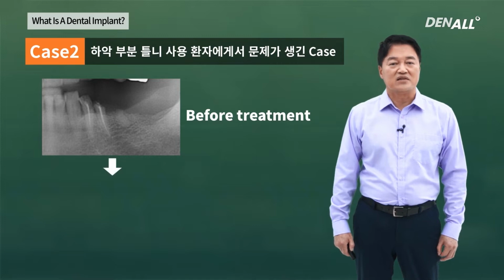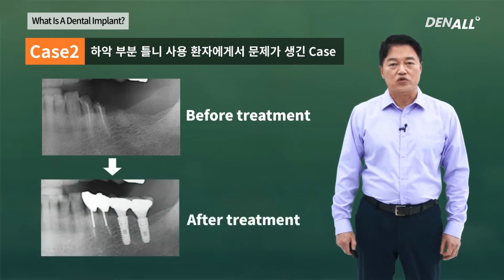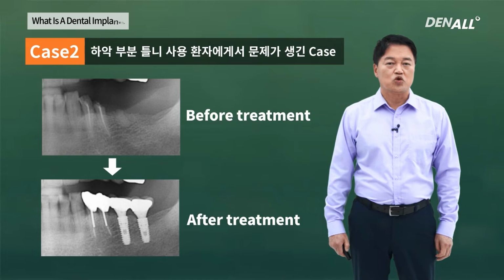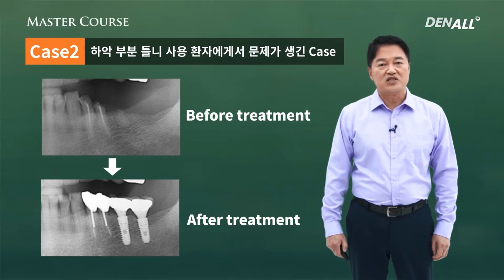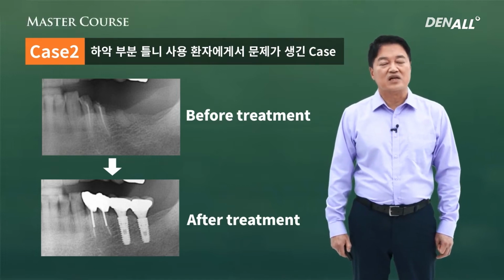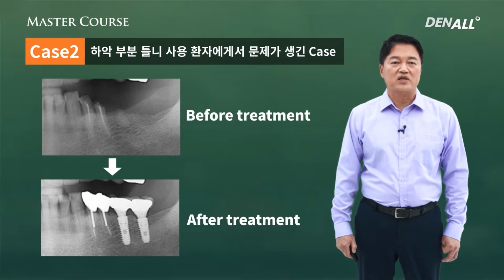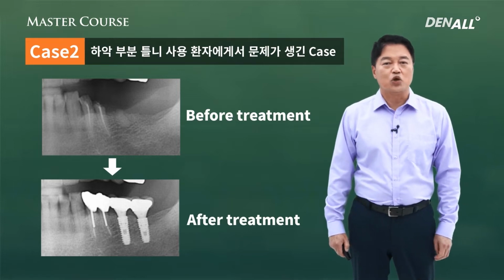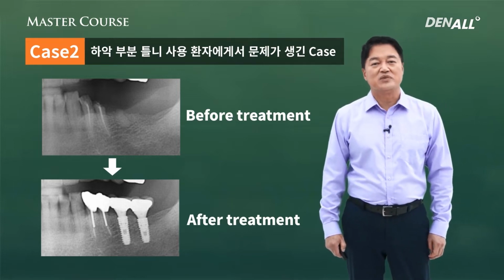The root itself was sound. Re-endo treatment was done and implant was done in the missing area. If the patient had received implant treatment from the start, the two surveyed crown, patient would have maintained natural teeth for a long time.